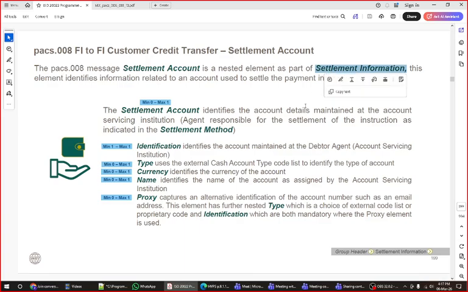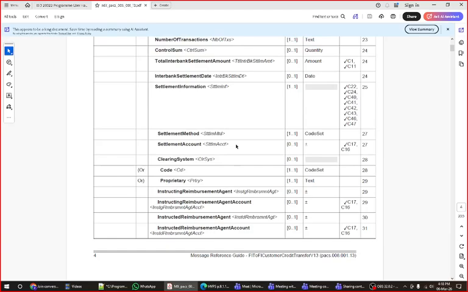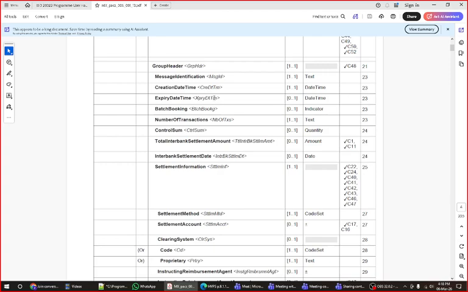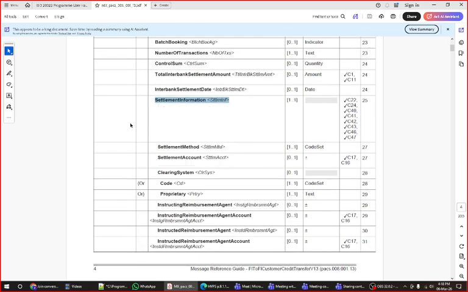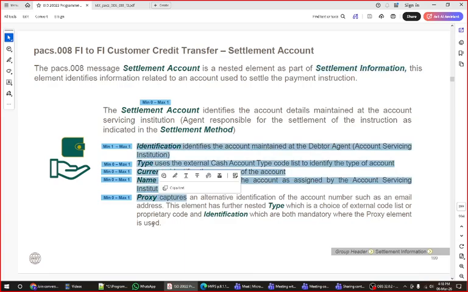Settlement information is the parent, and the children are settlement method and settlement account. So here in this group header, settlement information is the parent, and settlement account is a child of this one. In settlement account, you identify the account detail maintained at the account servicing institution agent for the settlement method. At a very high level, these are the four types by which settlement account is defined.